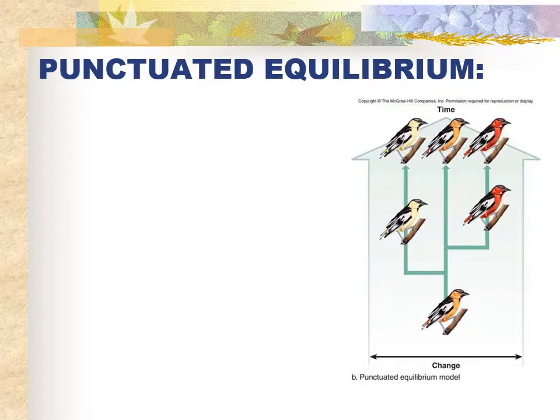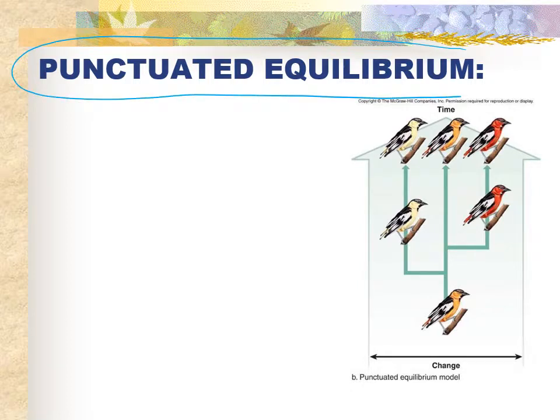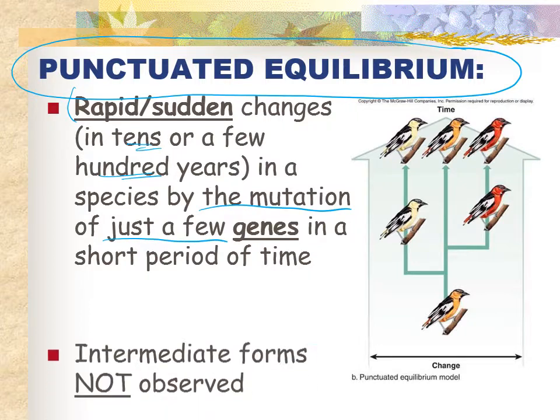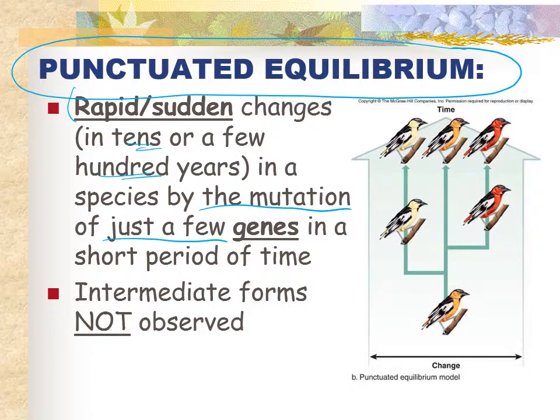On to our second idea of punctuated equilibrium. Now first I'll just say this is a funny name, which might be hard to understand, but the idea is fairly simple. The idea is that it's just rapid or sudden changes. And when we say rapid or sudden, we just mean tens or a few hundred years, which is short in the span of Earth's history. In a species, by the mutation of just a few genes. So enough genes change that you end up getting a new species, but there are no intermediate forms.